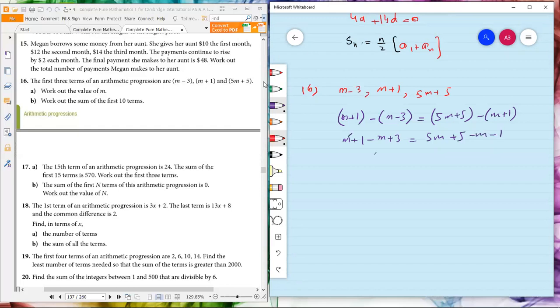So m and m cancel with each other. This becomes 3 plus 1, 4, is equal to 5m. 5m minus m becomes 4m. 5 minus 1 becomes plus 4. When we shift 4 to the other side, this becomes 0 is equal to 4m, and m is equal to 0 divided by 4. So m is equal to 0.